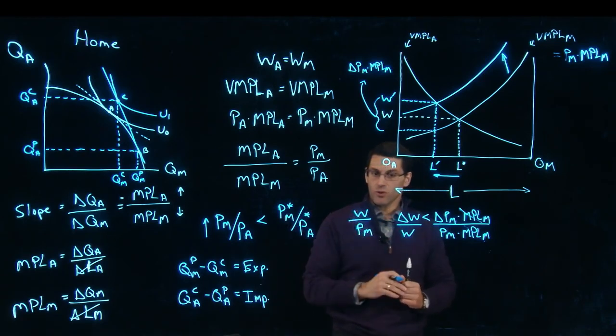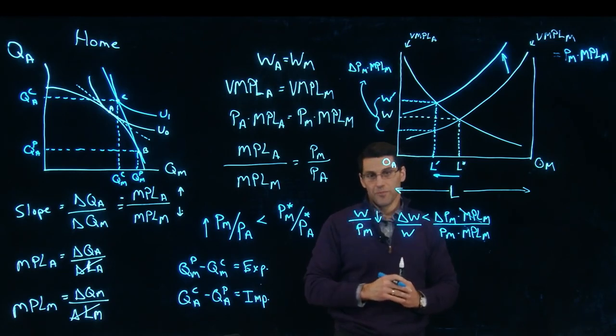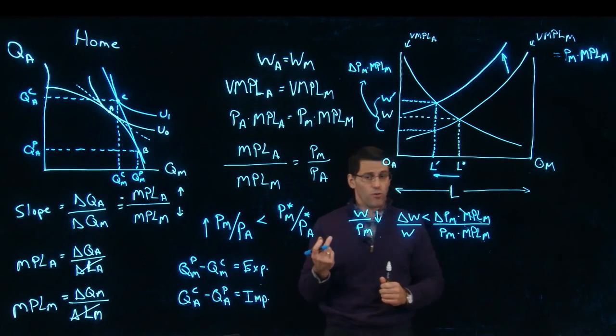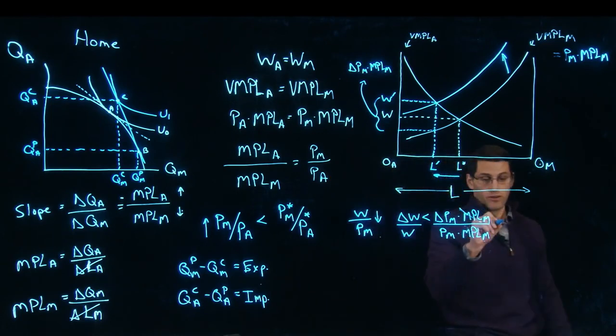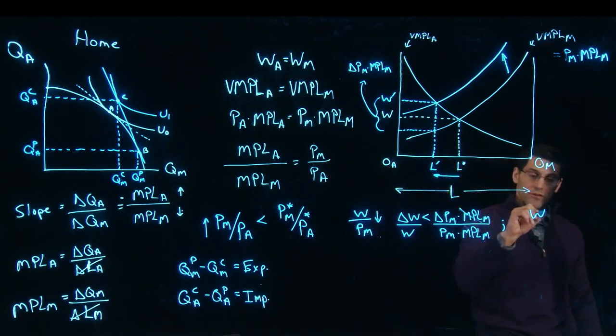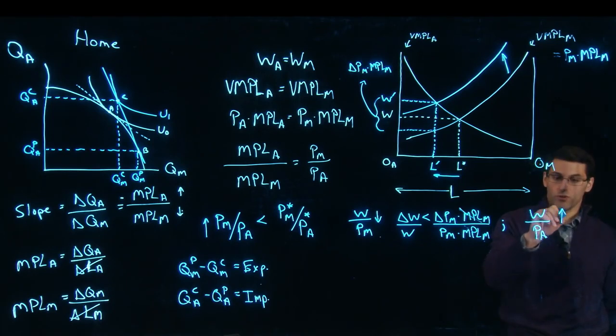So what happens to this whole ratio? Well, it goes down. So while nominally the wage went up, purchasing power in terms of manufactured goods has actually gone down. On the flip side, we know that nominally, the wage went up while the price of agricultural goods stayed the same in this example, which means that this whole ratio has gone up.